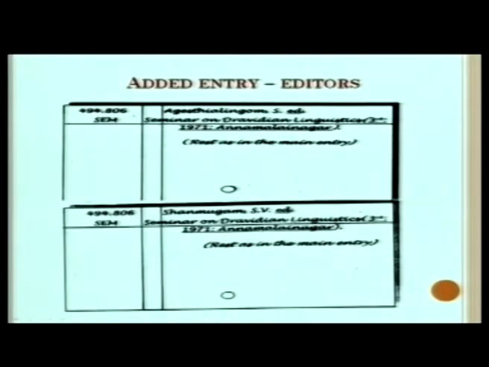Then for editors, there are two people involved. So, here Agastya Lingam, he is the editor. We have not mentioned the role in the tracing section, but when we prepare the added entry, after their name we have to mention their role, what they have done. Here their role is editing the volume. According to AACR 2R, it should be in the abbreviated form ed. and it has to be underlined. So, this is the added entry for editor 1.